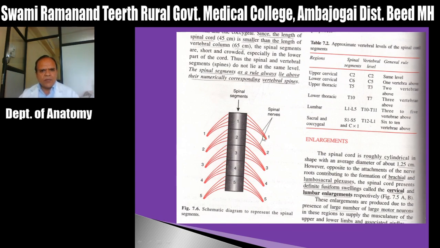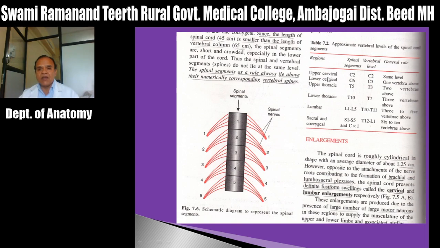Now see, one spinal nerve has 6 to 8 rootlets. These are the ventral as well as the dorsal. So in order to form the anterior root and posterior root, the rootlets are 6 to 8. They join together and form the anterior and posterior roots, and then the anterior and posterior roots join together and form the spinal nerve.